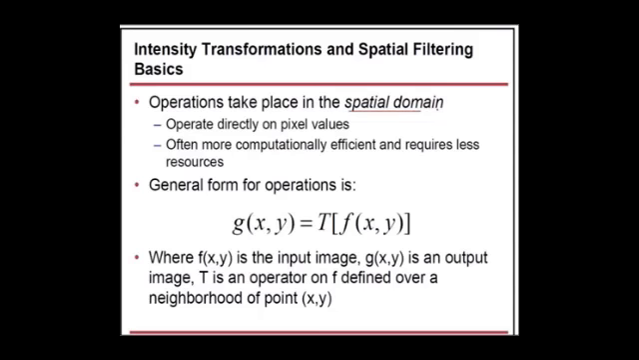In spatial domains, we act directly on pixel values, and the general form of the operation is g(x,y) = T[f(x,y)], where T is an operator defined on f over a neighborhood of the point (x,y). Okay, students, so it requires fewer resources and it is computationally more efficient.